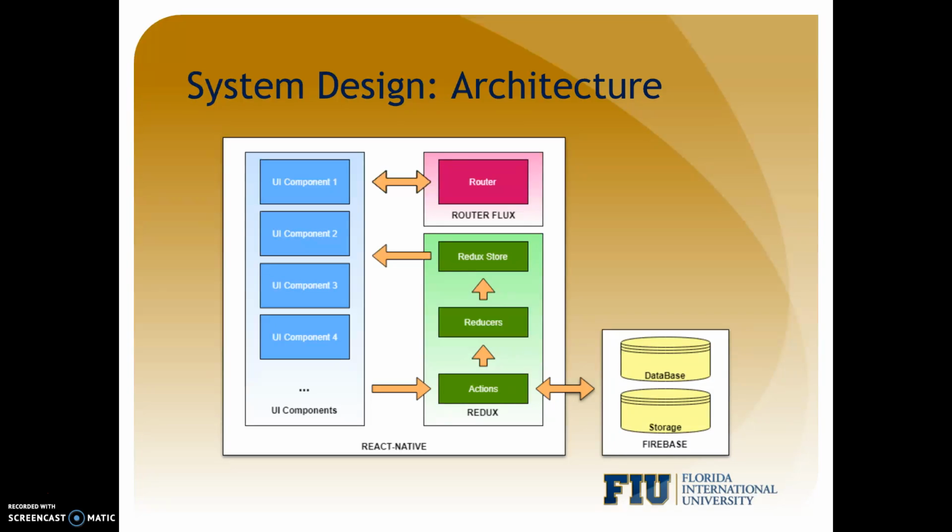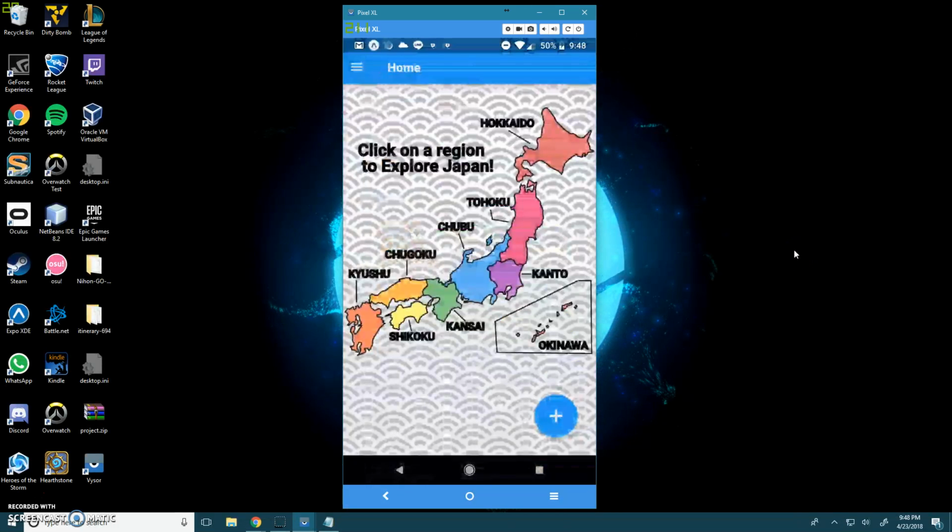When the Redux store is updated with the new data, it forces the UI components to re-render with new information, creating a seamless user experience. Finally, the router from React Native Router Flux controls the view switching between different parts of the application. We are using Firebase as a storage, database, and authentication service. And now for a quick demo of the application.